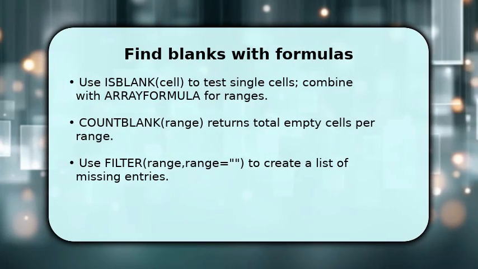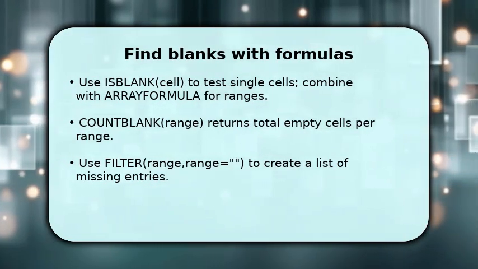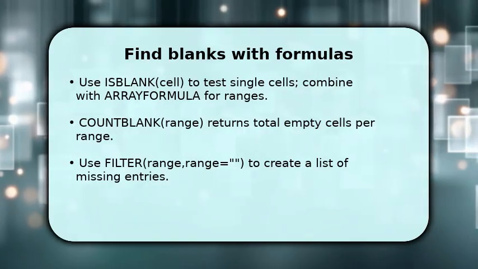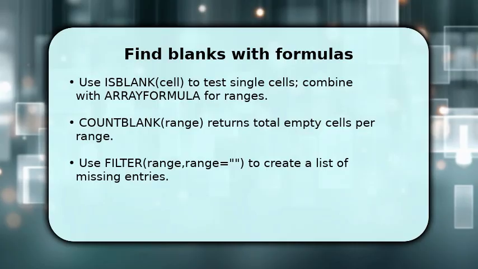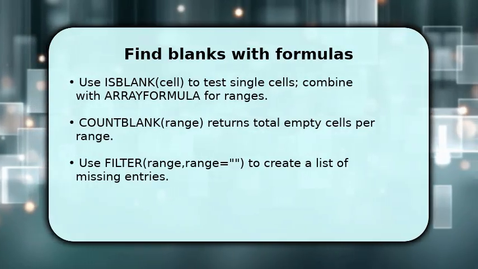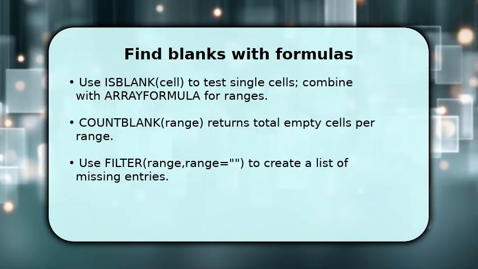Now you apply formulas to locate missing values and understand why they're missing. Start with isBlank for a single cell test, then wrap it in an array formula to mark entire columns. This gives a visible true/false map.